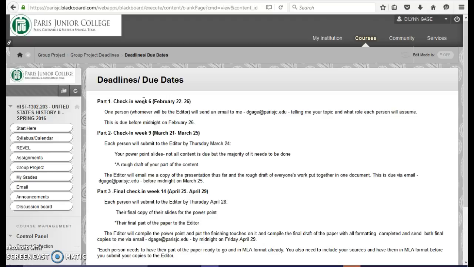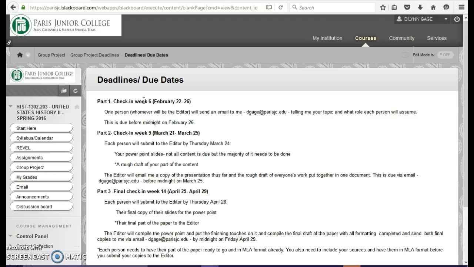I'm not expecting this to be finished. It's okay if it's rough, it's okay if you haven't added pictures here and there, but I want to see that you've been working and at least the bones of this project are together. Friday, one person will email me your work Friday before midnight on March 25th.